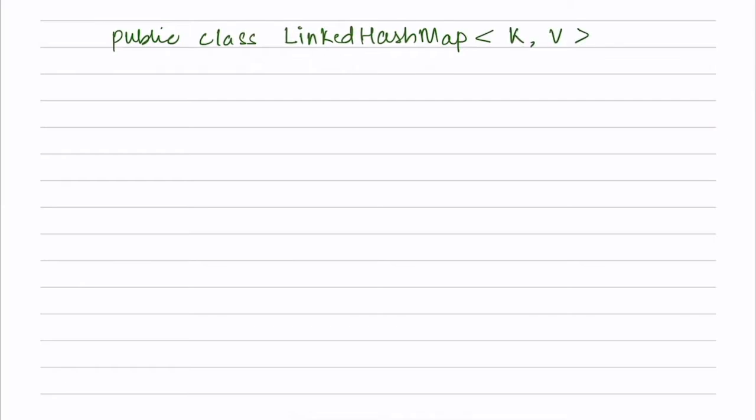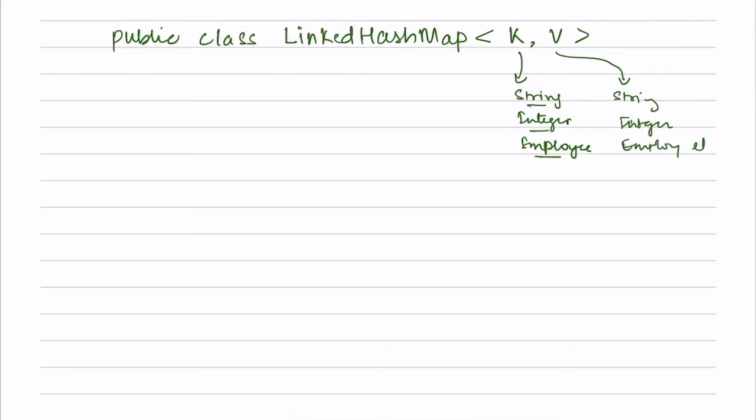K and V are used for generics. Here, you can give anything like string, integer, or even your custom object like employee, etc. The key can be of those types. However, you should read the constraints, like what the rules for a key should be. And the value is also the same, like string, integer, and all those things. So this is like that.